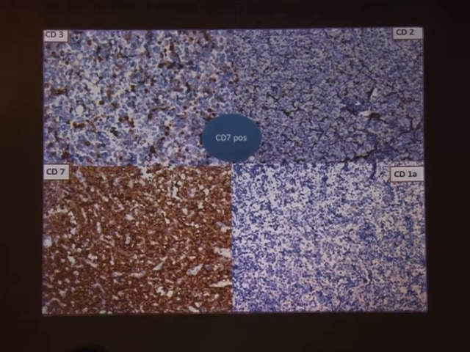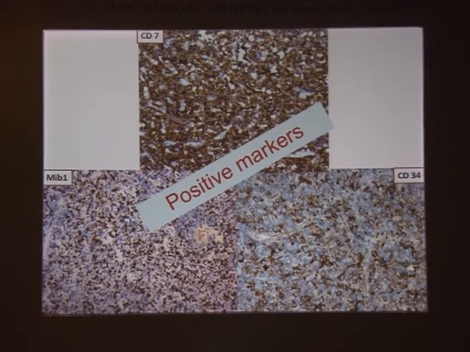Now CD7 is sensitive but it is not specific. CD7 can come positive in many AMLs also, acute myeloid leukemias also. However, here c-KIT was negative, MPO was negative, CD15 was negative, 3 myeloid markers were negative, CD7 positive. So we did more markers, TDT negative, CD163 negative, histiocytic sarcoma, CD48 double negative. So what are the positive markers? Only CD7. CD34, MIB1 was high.